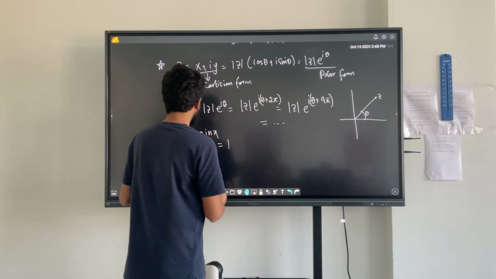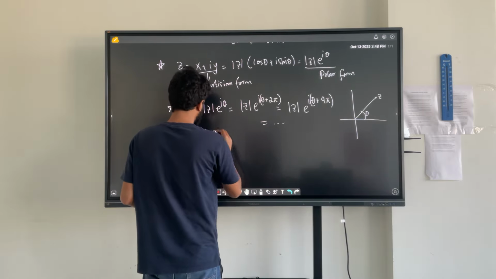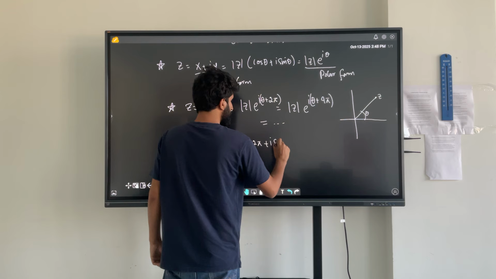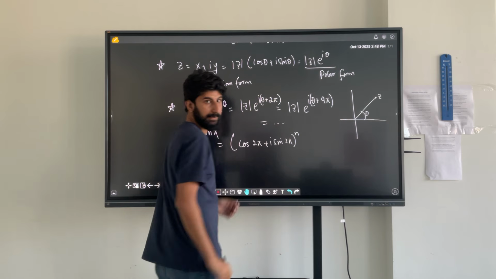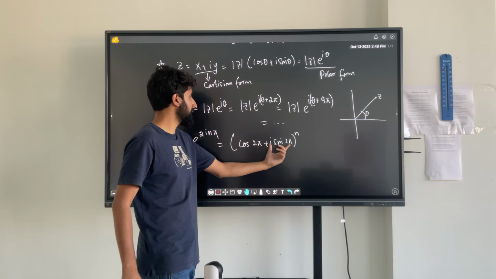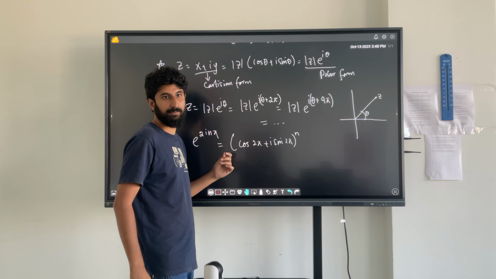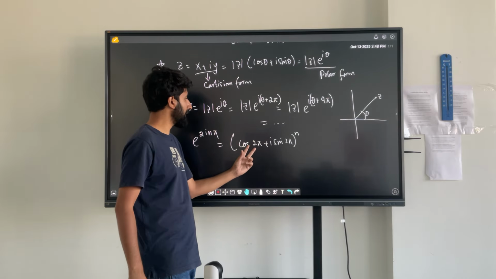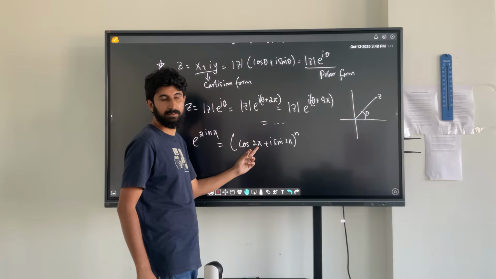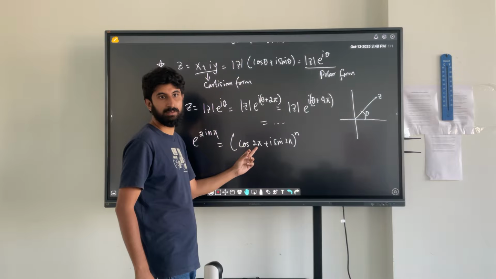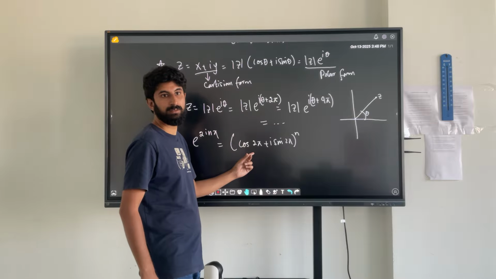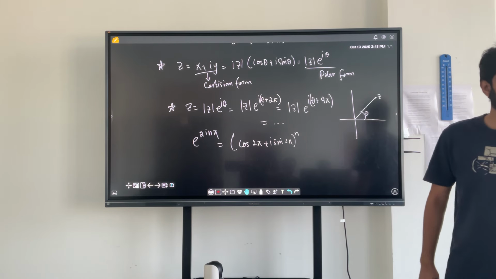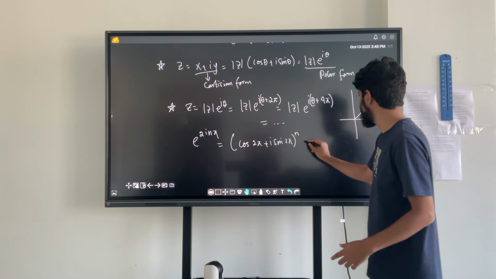Okay? That's indeed true, because we learned from De Moivre's theorem that this is (cos 2π plus iota sine 2π) whole to the power n. But what is cos 2π plus iota sine 2π? What is cos 2π? Yes, it's 1. And sine 2π is just 0. So it's just 1.